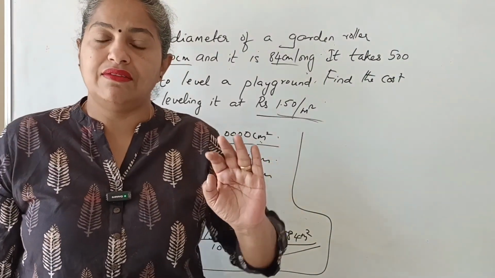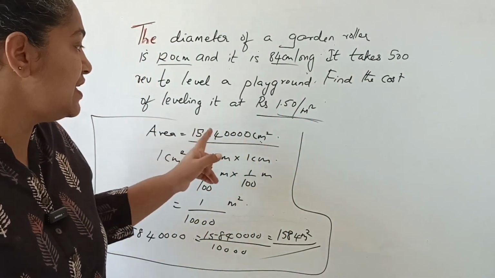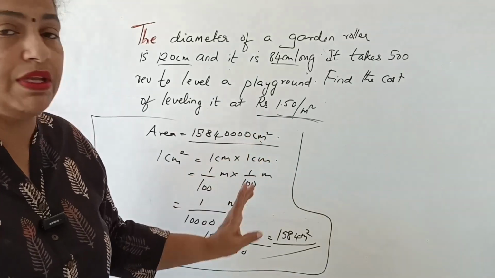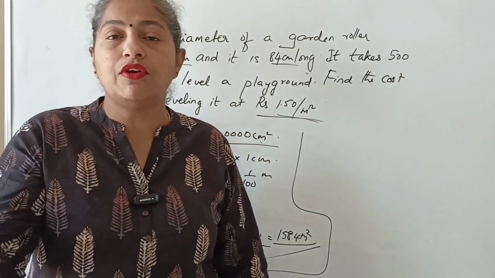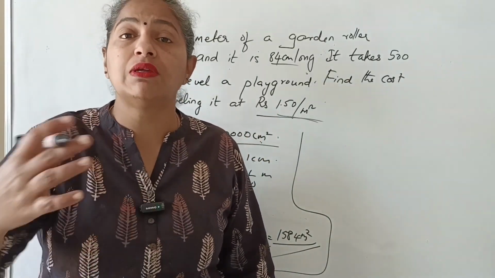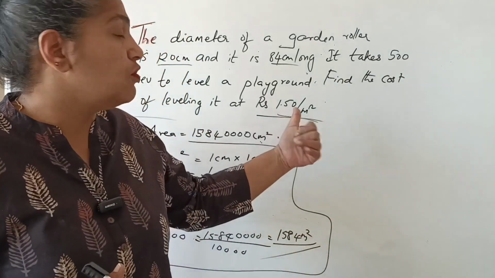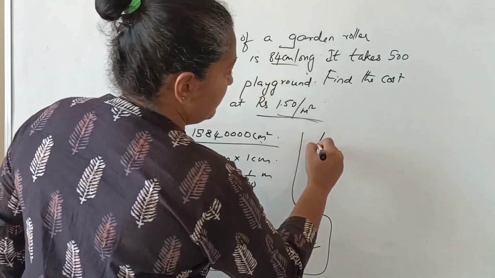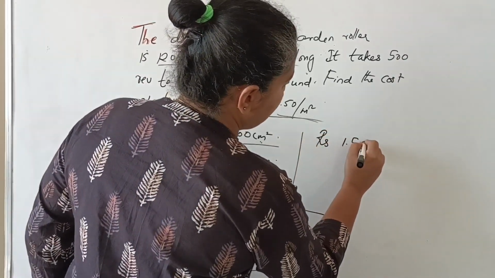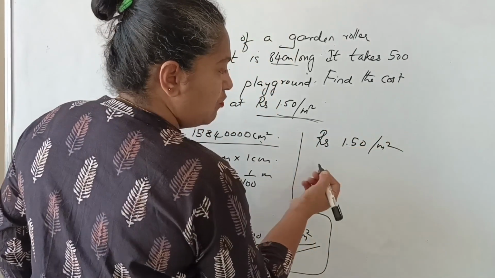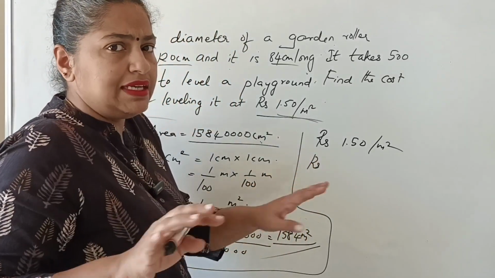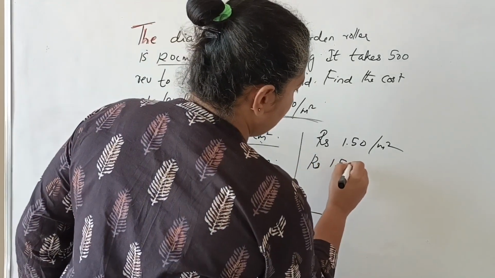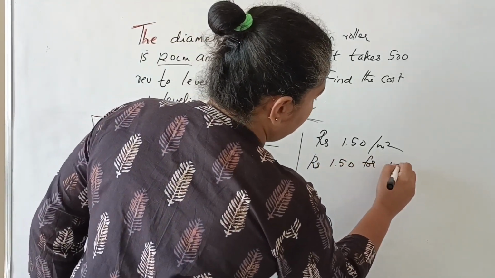So here I have converted the area which was in centimeter square into meter square. Now, if you don't want to convert the area and you are more comfortable with centimeter square, you have to convert the cost that is given in meter square. So what is given to you? Rupees 1.50 per meter square. What does it basically mean? Let us write in plain English: 1.50 for 1 meter square.